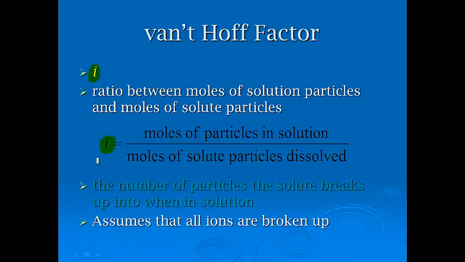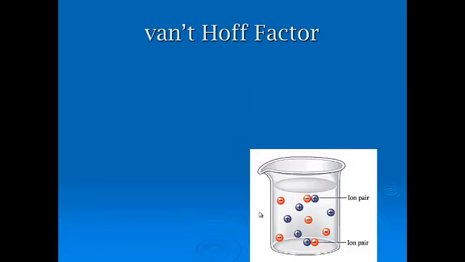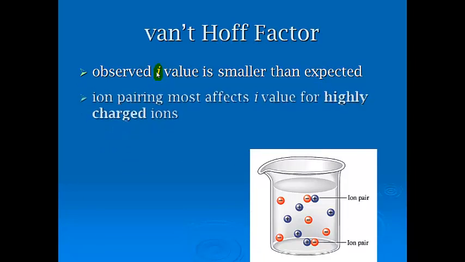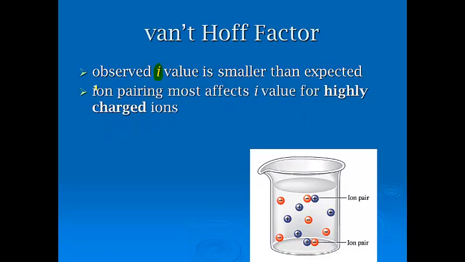Now the i factor is the number of particles the solute will break up into in solution, and we assume that all ions are broken up. What happens is that the observed i factor is actually smaller than expected. If we look at this down here and say this is a solution of sodium chloride, we know sodium chloride is completely soluble, so in theory every one that we dump in there splits up.